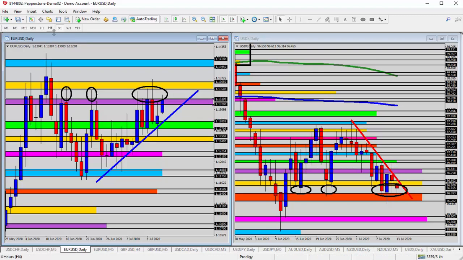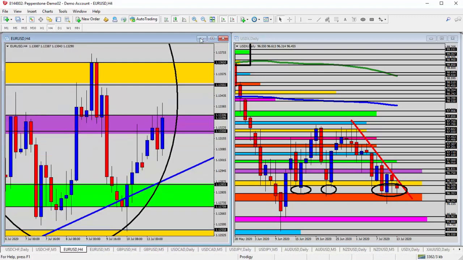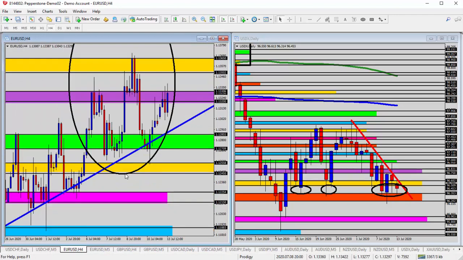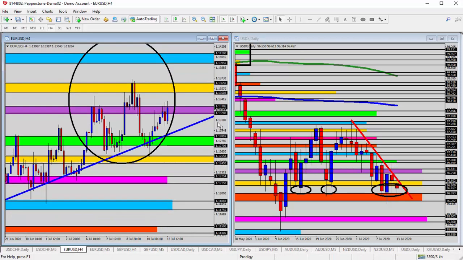Let's take the Euro dollar down to the 4-hour time frame. Zoom it out just a touch, and there we go. Here on the 4-hour time frame for the Euro, you can see it has been having a very difficult time getting above the 1.1330 level. It found resistance over here, found support here, and here we are finding resistance here again.